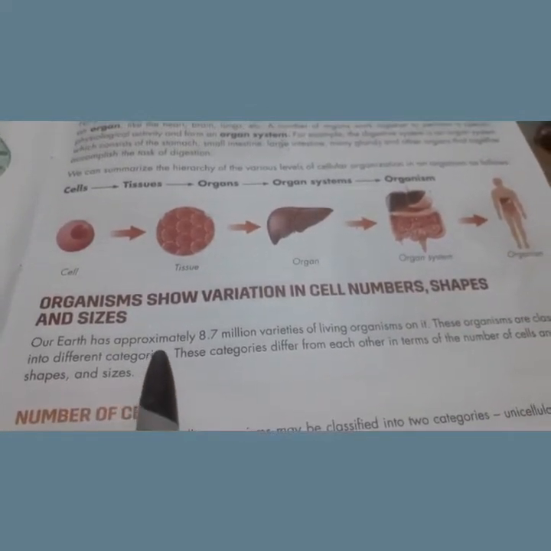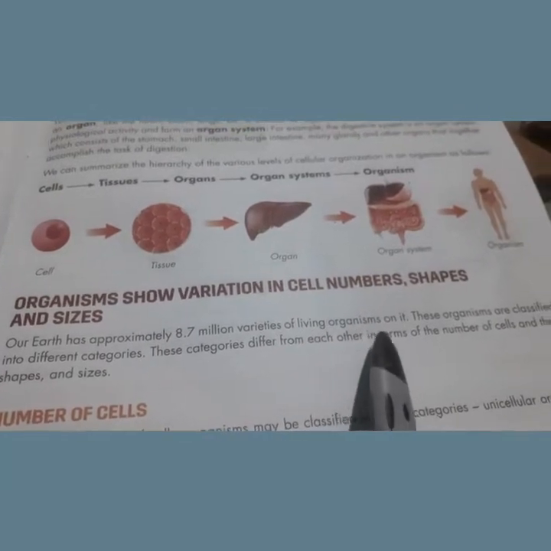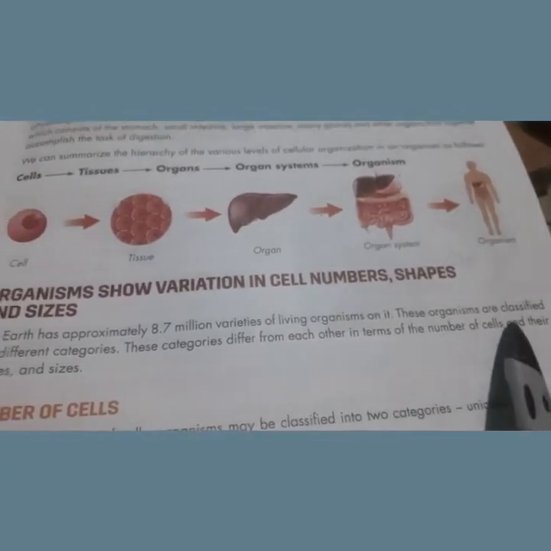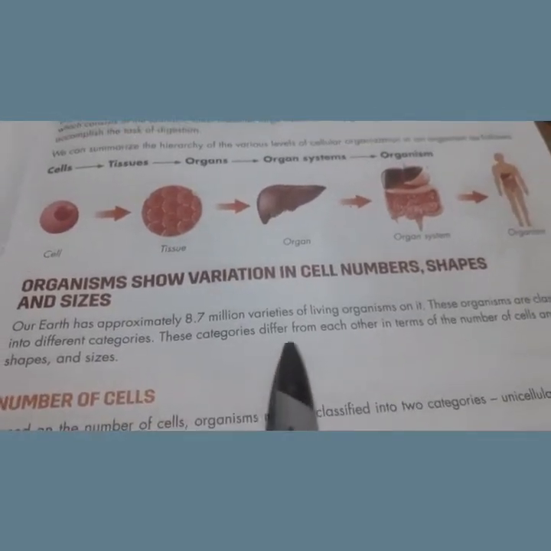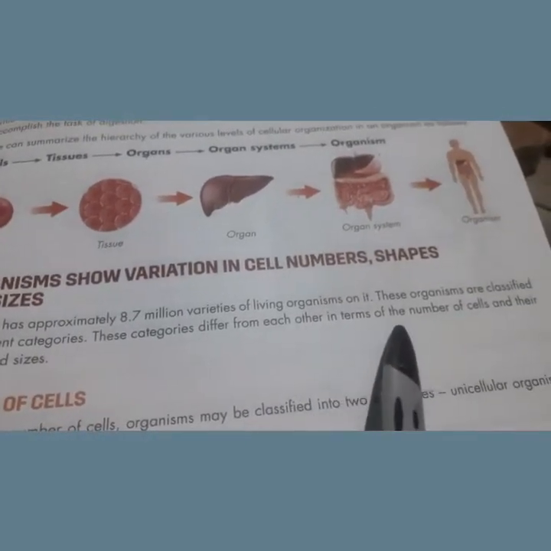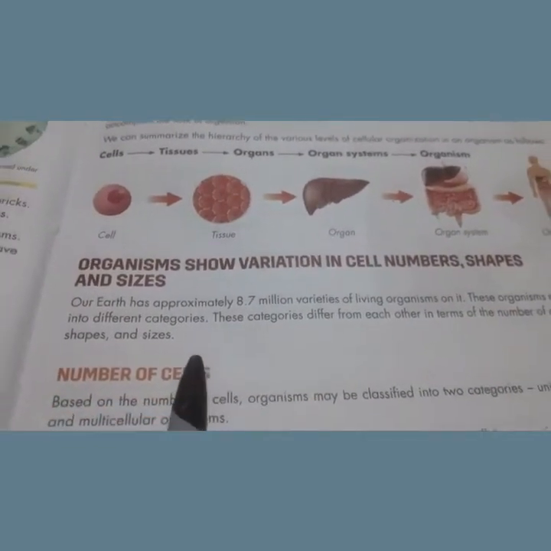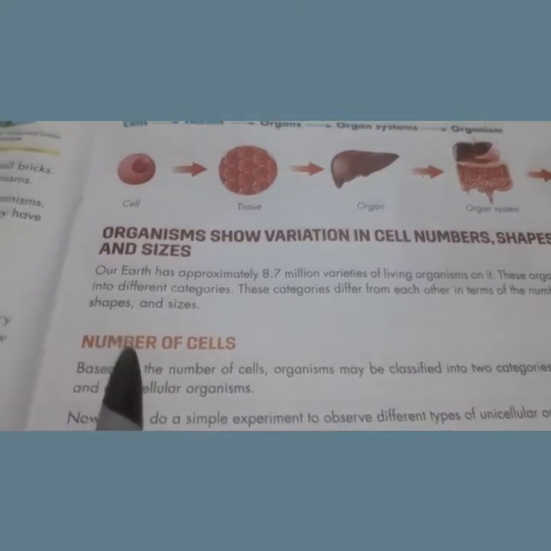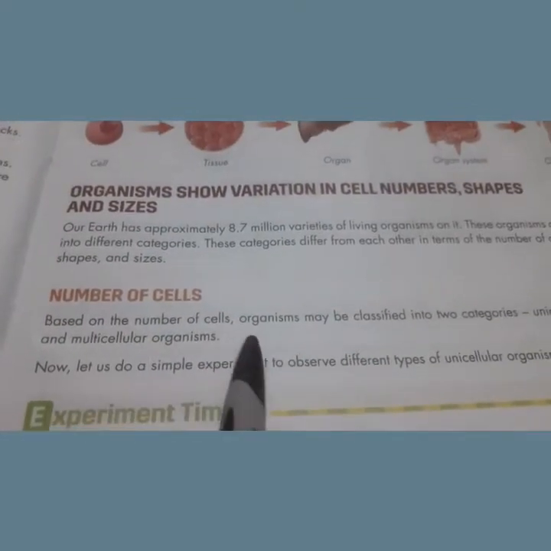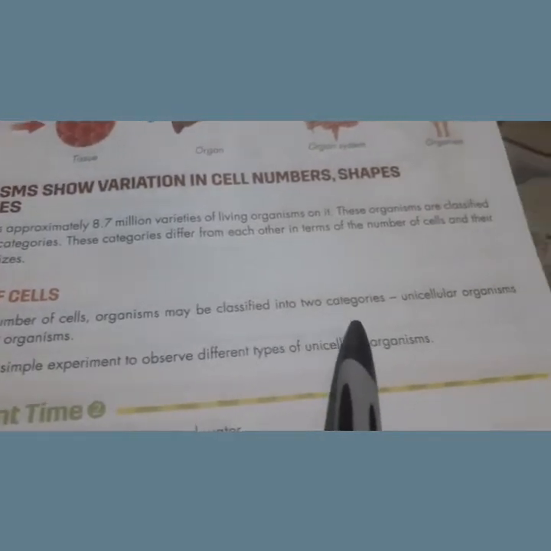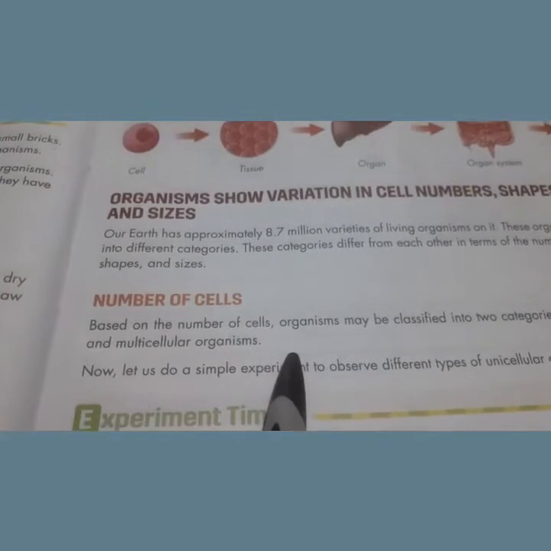So our earth has approximately 8.7 million varieties of living organisms on it. These organisms are classified into different categories. These categories differ from each other in terms of number of cells and their shapes and sizes. So how do these vary? Look at the number of cells. Based on the number of cells, organisms may be classified into two categories, that is, unicellular and multicellular organisms.